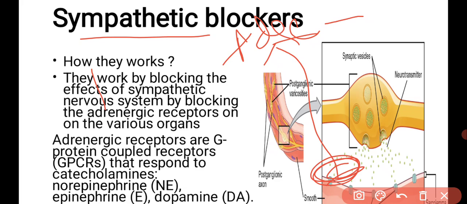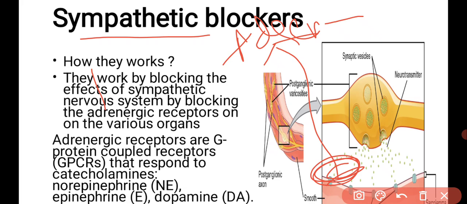The sympathetic nervous system may innervate various organs. It may innervate the eyes, the heart, the lungs, the kidneys, and the blood vessels. The sympathetic nervous system is distributed to all these organs, and these organs contain these receptors.